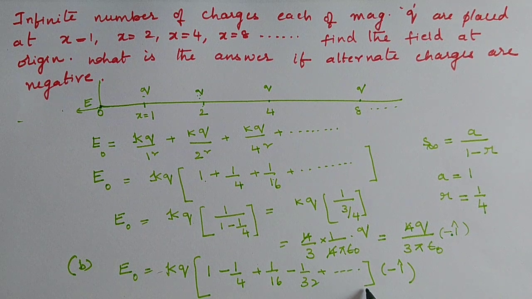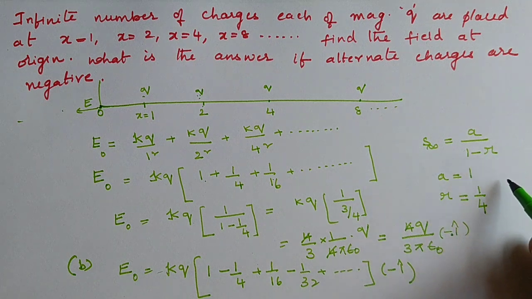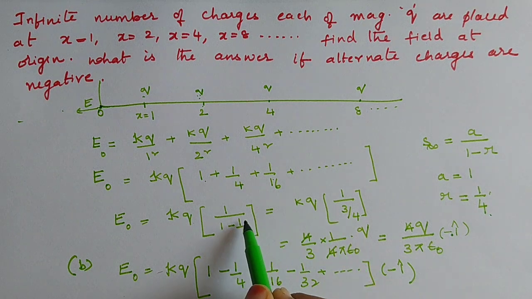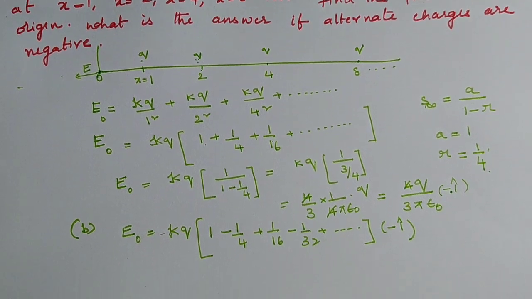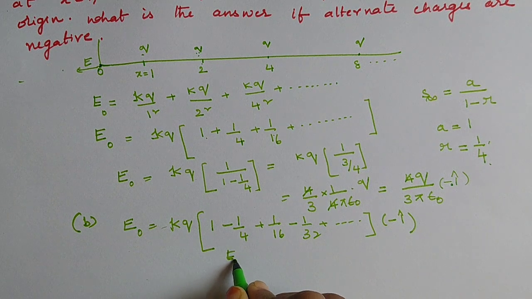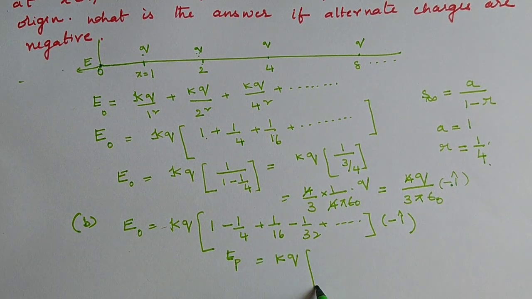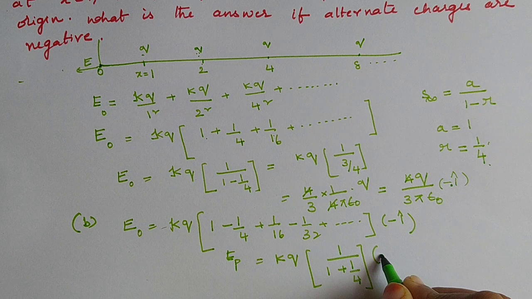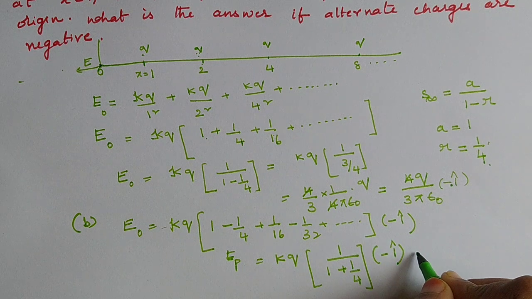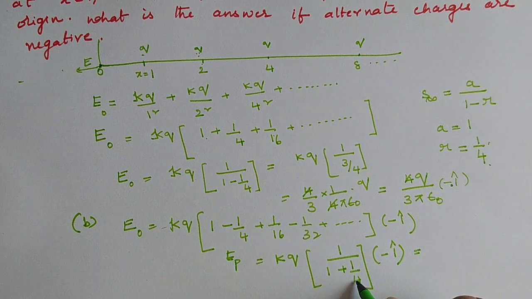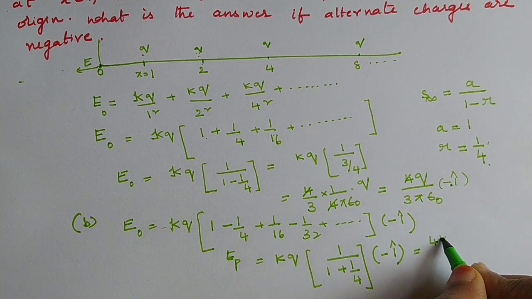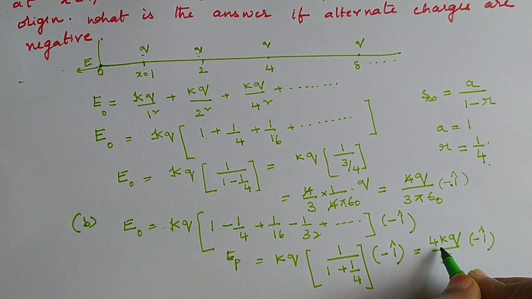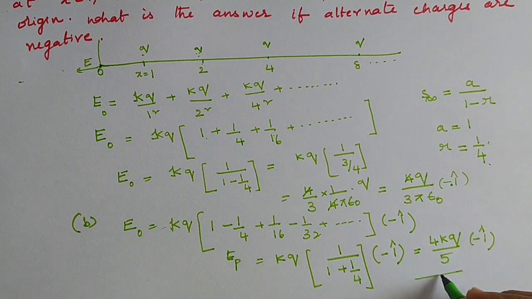So just like the previous question, use the same formula for sum up to infinity, but the common ratio would become minus 1 by 4. So when the common ratio becomes minus 1 by 4, modify the relation. E at this particular point P would be k into q, 1 by 1 minus of minus 1 by 4. I'll keep the direction minus i cap. So that is nothing but 1 plus 1 by 4 is 5 by 4. Reverse the fraction, 4 kq by 5 into minus i cap. You can put the value of k as 1 by 4 pi epsilon naught and then simplify.